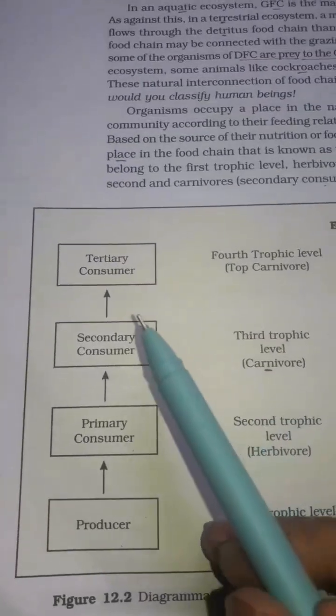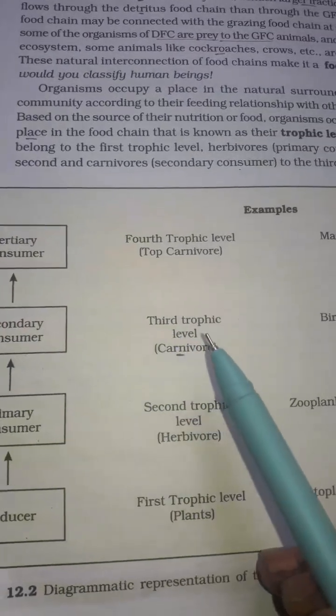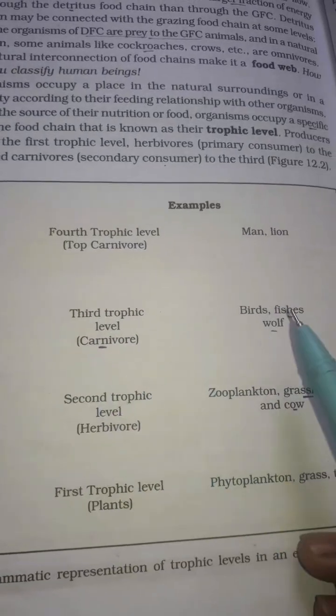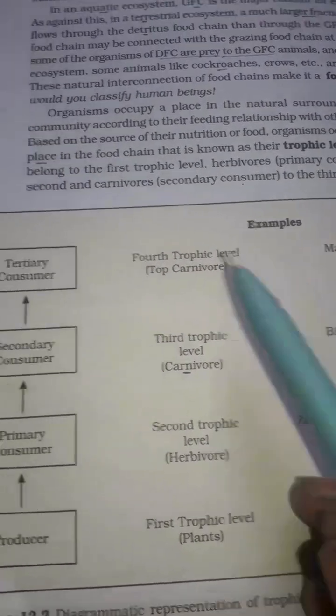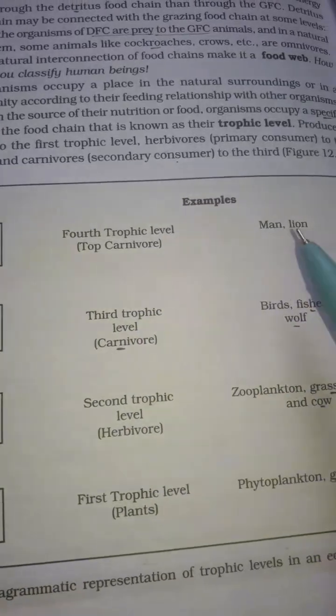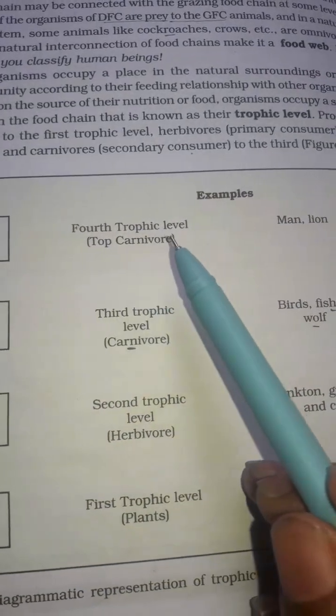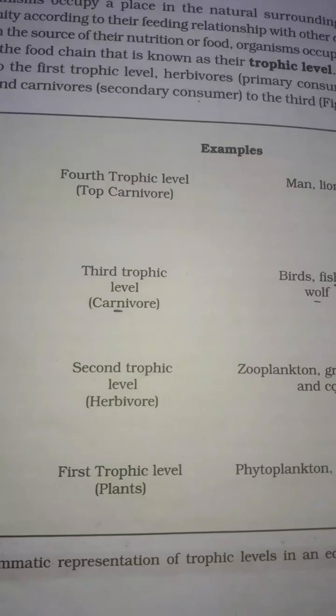cow eats the grass. And then secondary consumers, the third trophic level, are carnivores that eat animals like birds, in which the bird species and wolf. And the tertiary consumers include the man and lions, the fourth trophic level, that is the top carnivore.